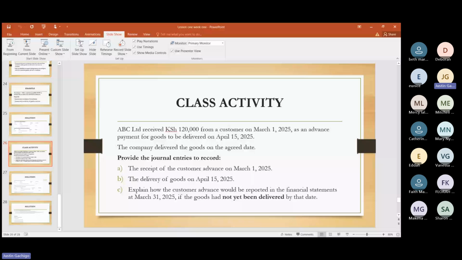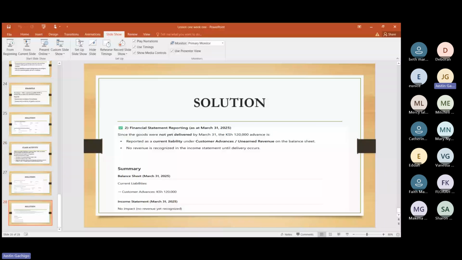Explain how the customer advance would be reported in the financial statement on March 31st, 2025 if the good had not yet been delivered by that date. So if the good has not yet been delivered, the customer advance will be recorded as a liability. And this is the summary here. Balance sheet, these are the current liabilities, then customer advance, because customer advances are a liability as we have said. So that marks the end of lesson 1 for week 1.